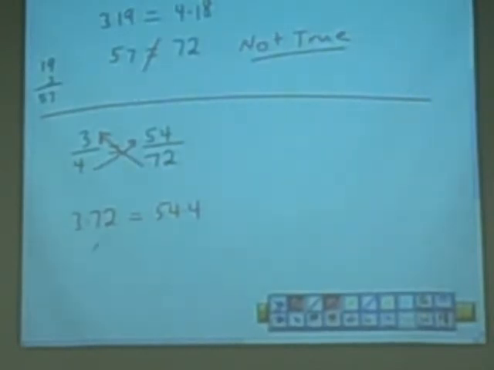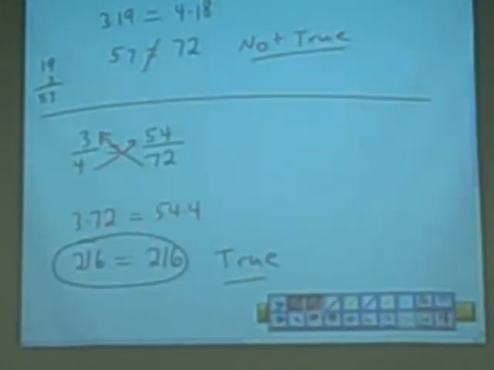Okay, so 3 times 72, that comes out to what value? 216, right. And 54 times 4, what does that come out to? Also 216. So both sides equal, so we can say that's true. Right, that's true.